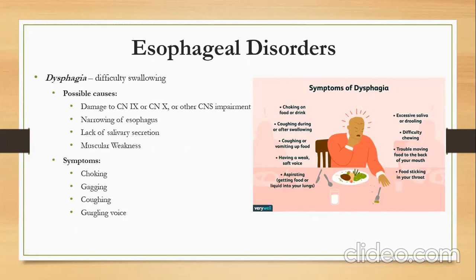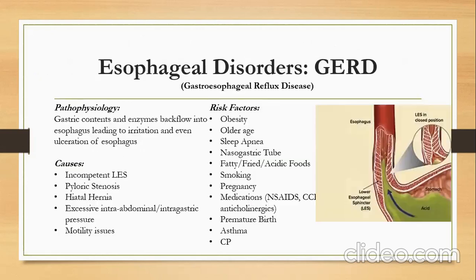If your mouth is dry or if the food is dry, aren't you going to choke on it? Muscular weakness, like you see with cerebral palsy and other musculoskeletal disorders, or anything that causes muscular weakness. Symptoms of dysphagia would be choking, gagging, coughing, or a gurgling voice, like they sound like they have water gurgling in their throat when they talk. So another esophageal disorder is GERD.